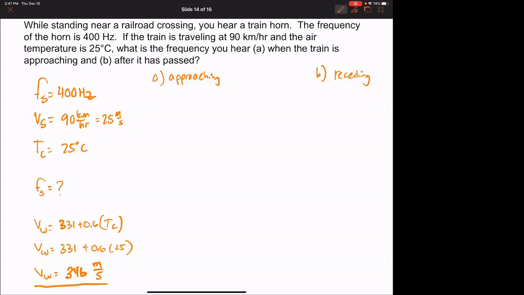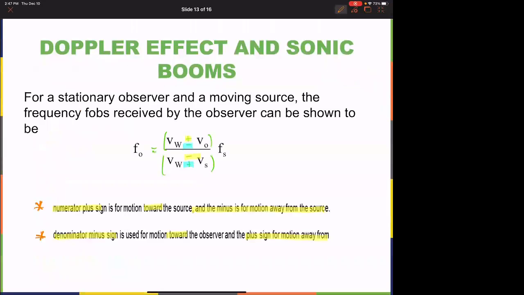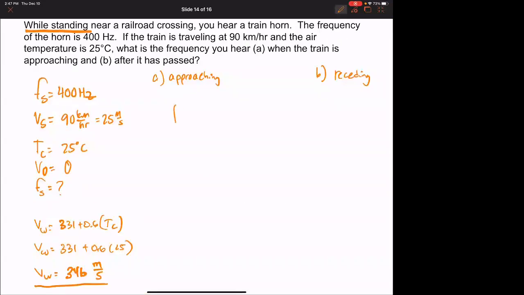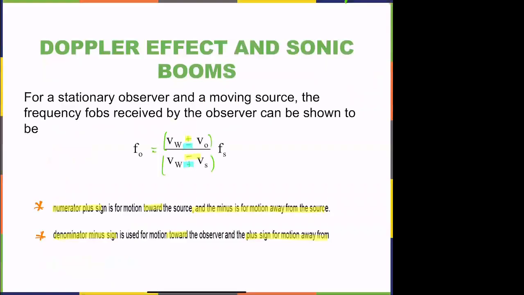And we know that we are standing. So that means the velocity of the observer is 0. The observer is not moving. So if we go back to our formula, when approaching, you have a plus on the top, negative on the bottom, right? Plus on the top, negative on the bottom.